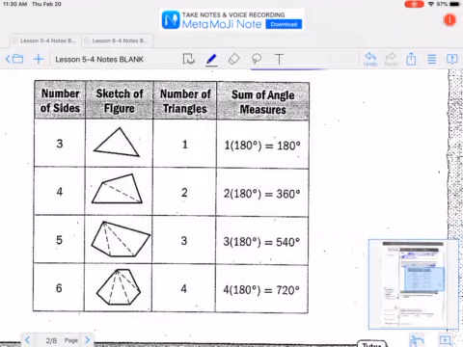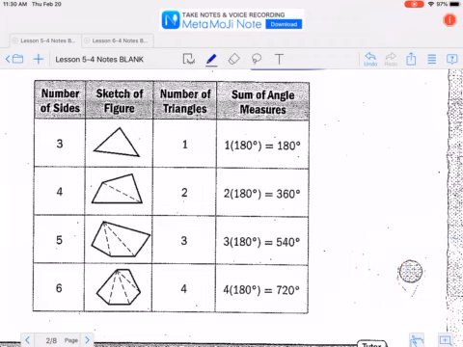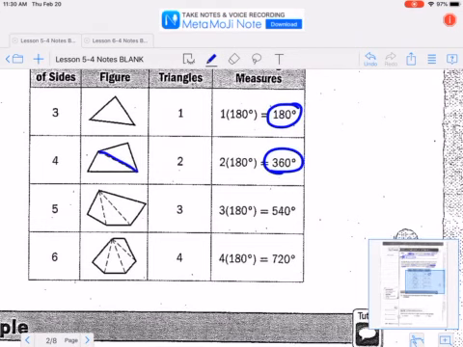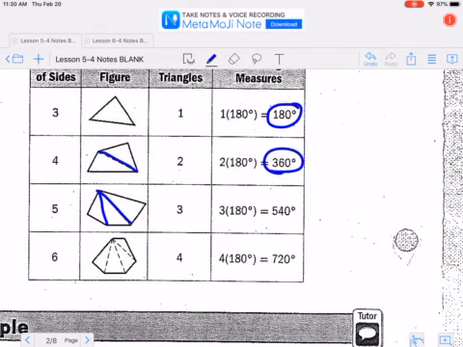So here we are using the formula. So the number of sides we know for a triangle is 3. There is 1 triangle in it, so we had 1 times 180 is equal to 180 degrees. We know that all the sides added up equal 180. Here, for a 4-sided figure, we could split it in half, and there are 2 triangles. So we had 2 times 180 is equal to 360. A 5-sided figure, you can split into 3 different triangles, so 3 times 180 is equal to 540. And then a 6-sided figure, there's 4 triangles, so that'd be 4 times 180.